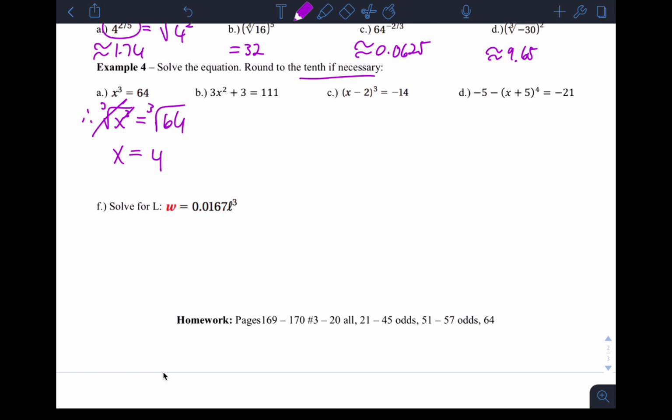And then, fairly straightforward. Over here, again, we want to isolate the x squared. Fortunately here, the x cubed was isolated. So here we just want to isolate the x squared and then take the square root afterwards.